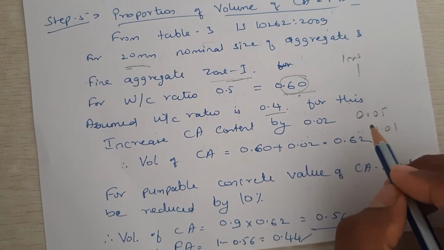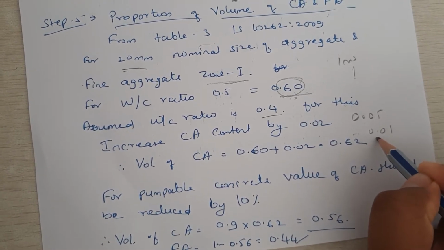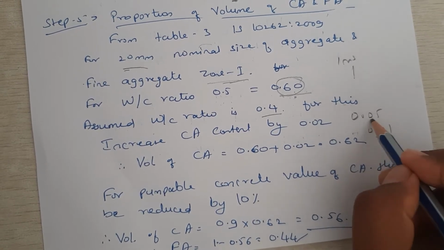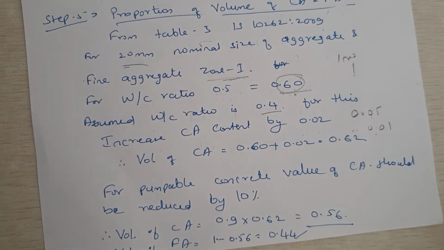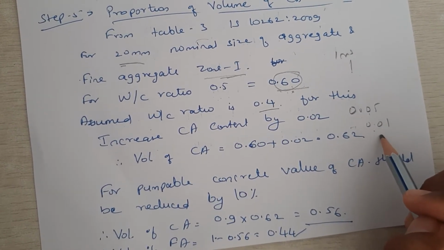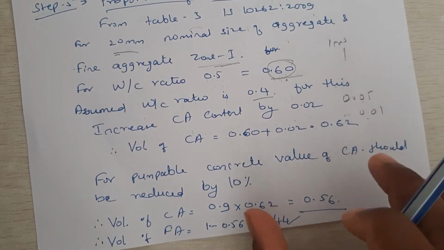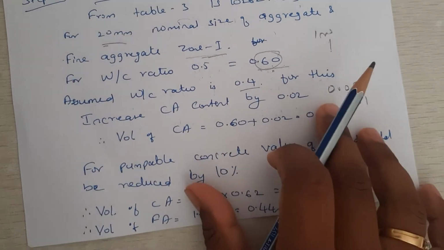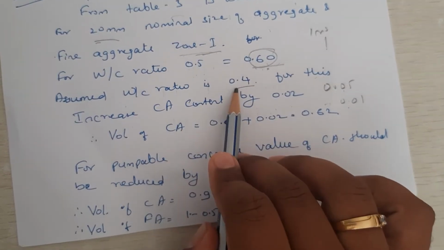If I am reducing the water cement ratio, in that case I have to increase the coarse aggregate volume. If I am increasing the water cement ratio, that means if I am going for 0.5, 0.6 water cement ratio, in that case I have to decrease the coarse aggregate volume, so as to get the proper workability of the concrete.